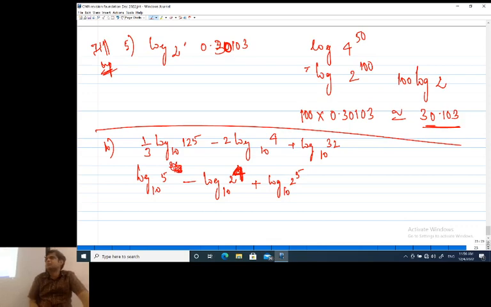So 3 power 3 becomes 1. Now, I can rewrite this as log base 10. Bases are equal, so equate the digits: 5 divided by 2 power 4 into 2 power 5. So the 2 power 4 cancels with the 2 power 5. You are left with log of 10 base 10, which is 1.